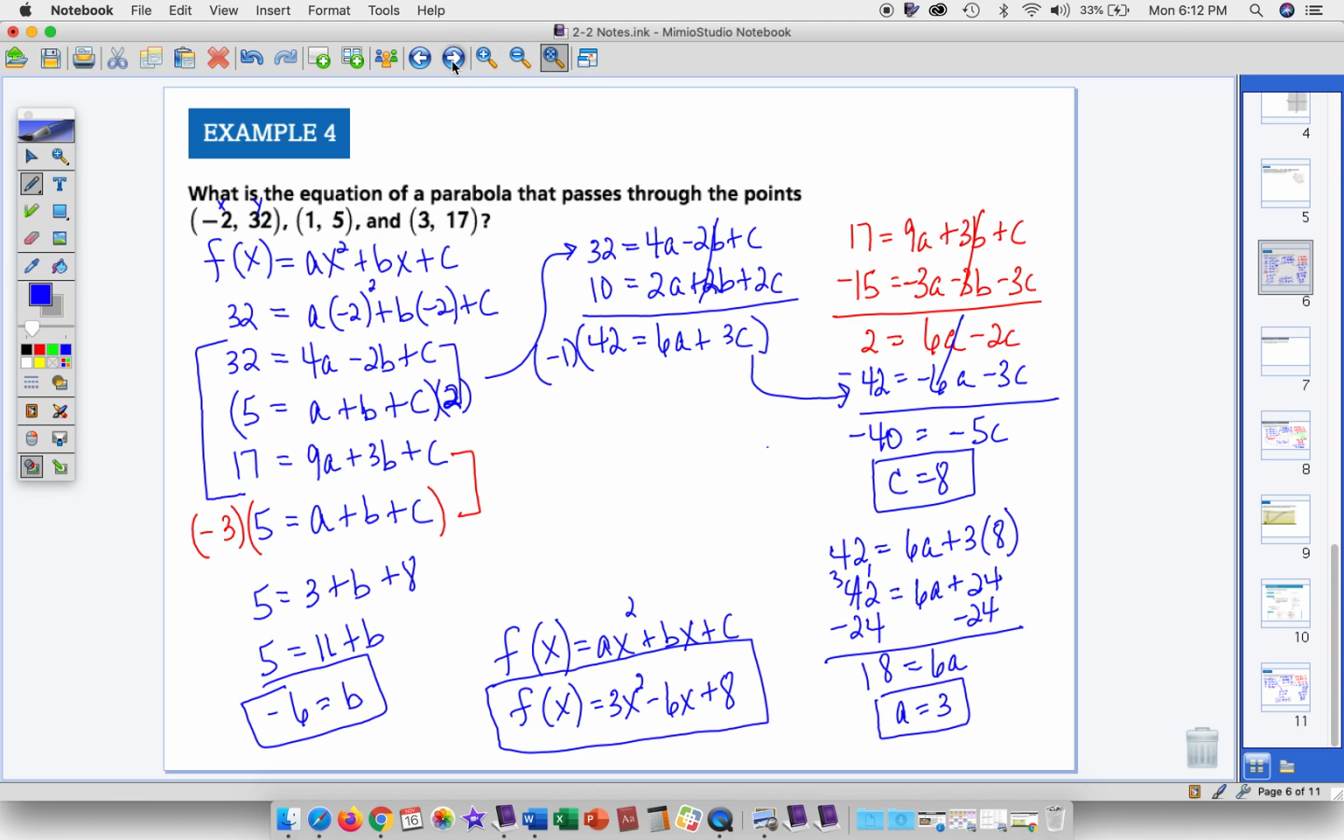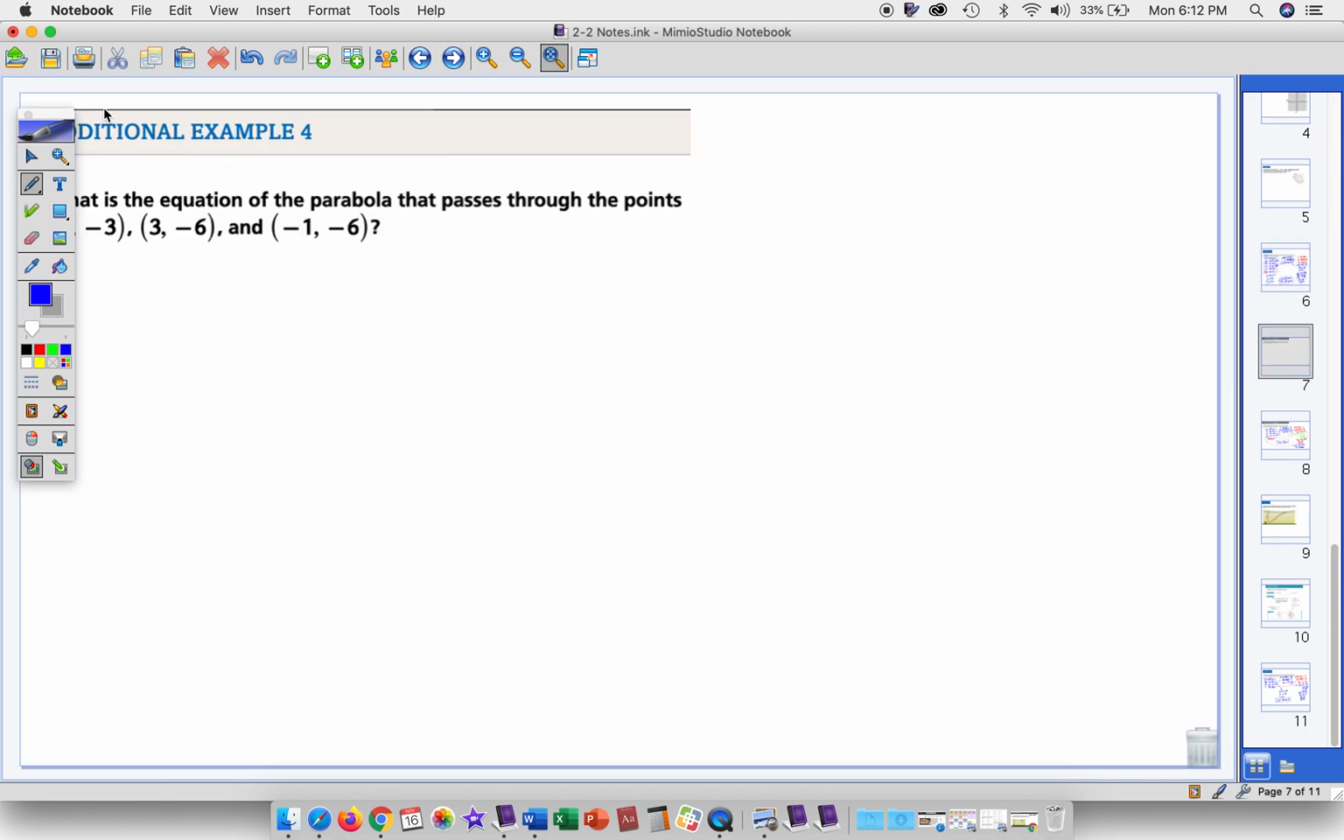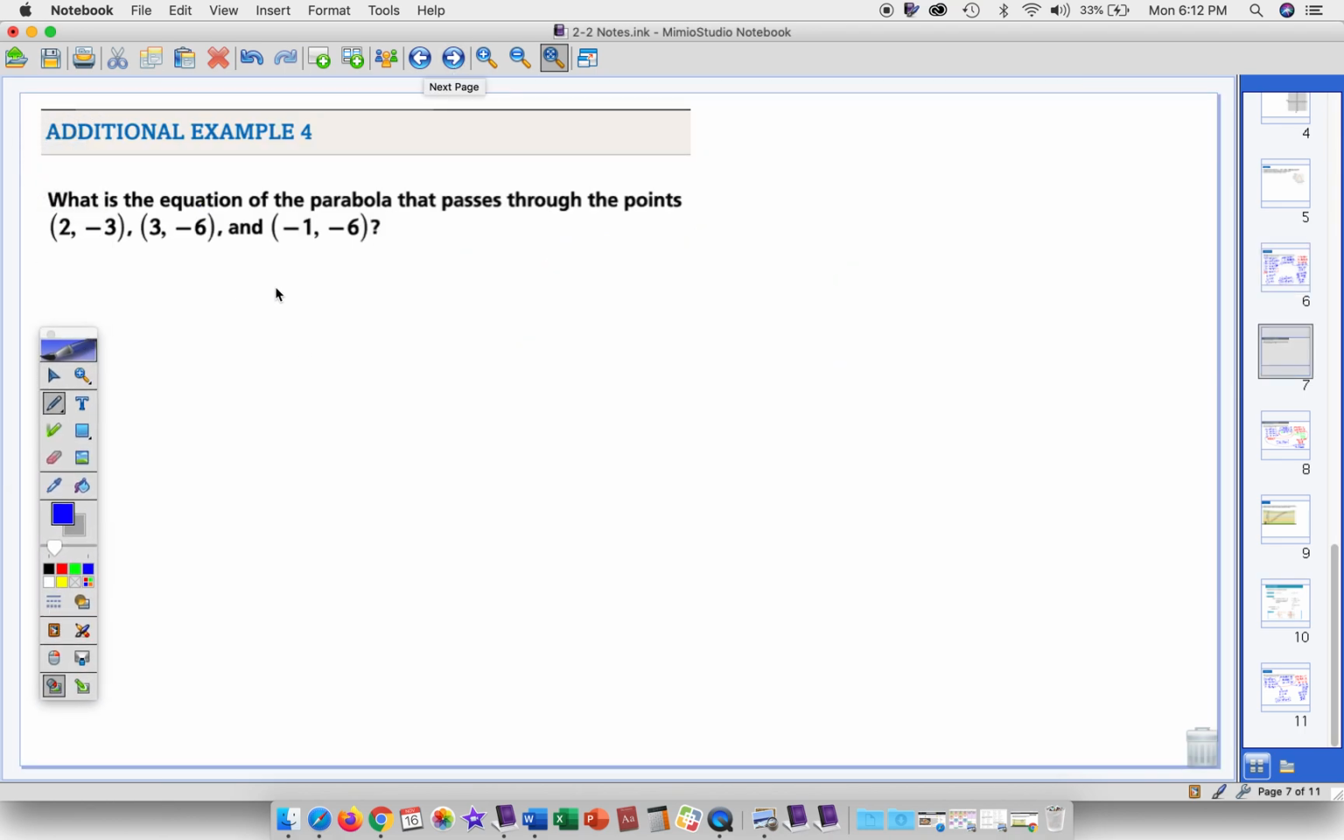So I want you to try another one. On the next page, here's an additional example 4. Go ahead and give this one a try. Stop the video. Set it up. If you need to refer back to that example, go back and take a look at it and see if you can come up with the values for A, B, and C. When you're done, come back and we'll compare solutions.